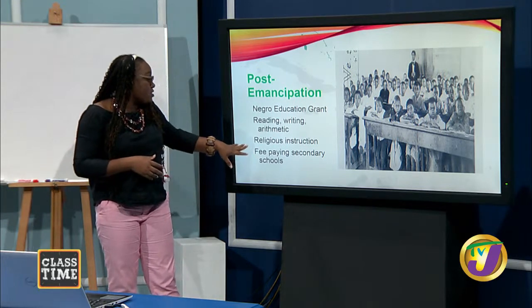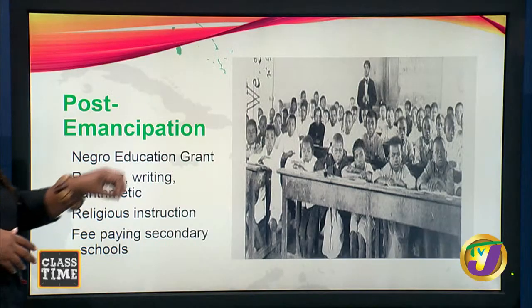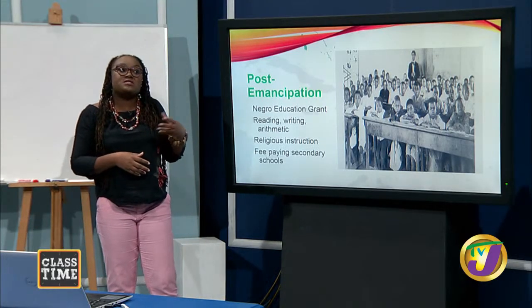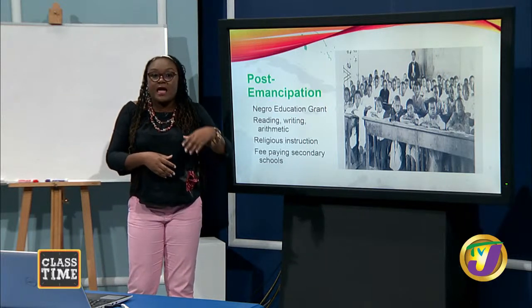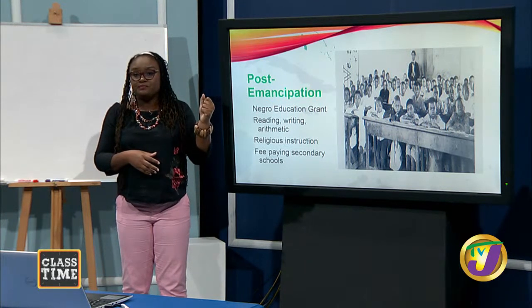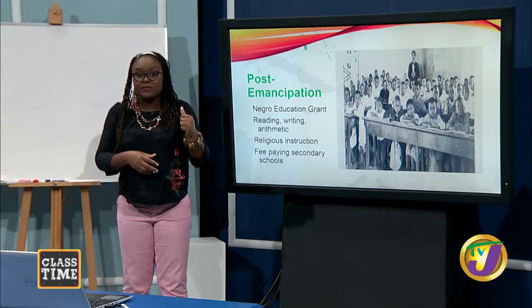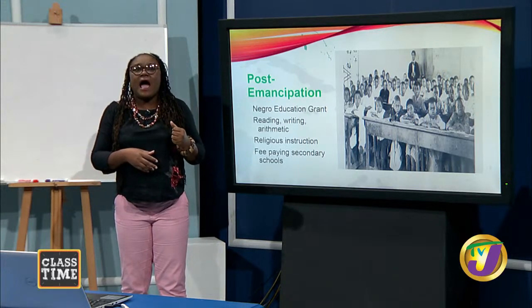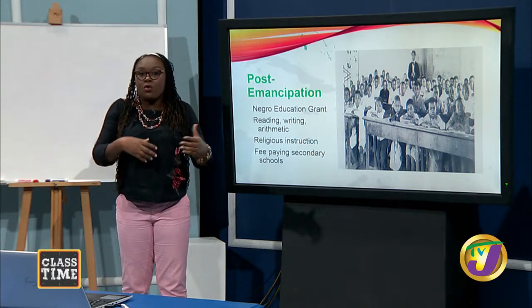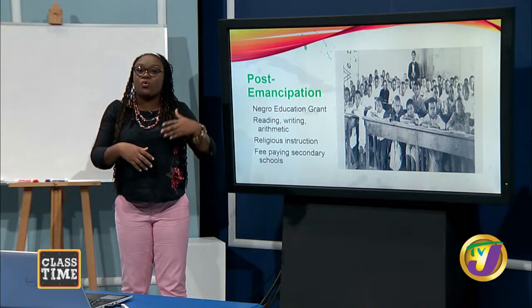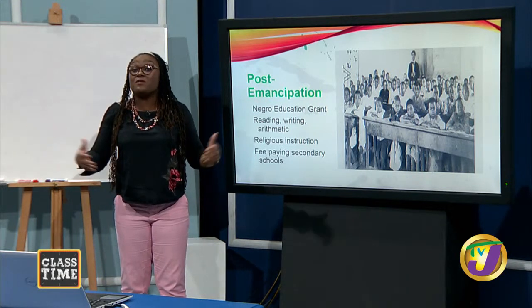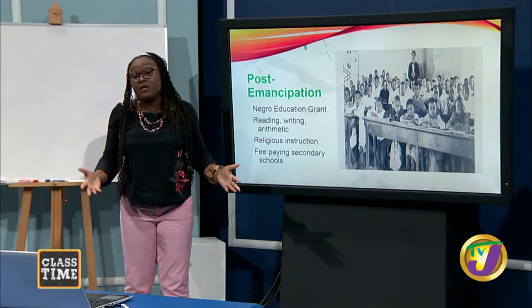And then you have eventually some kind of fee-paying in the secondary system. And even when this was established, you had a few schools like Wolmer's and Munro and so on, and in other parts of the Caribbean too, some schools were established. But not everybody could go there. And so you had the Common Entrance, and the children, especially the boys who would pass the test, would be able to go on to secondary education, but it was still largely not in the hands of the majority of the people in the Caribbean.